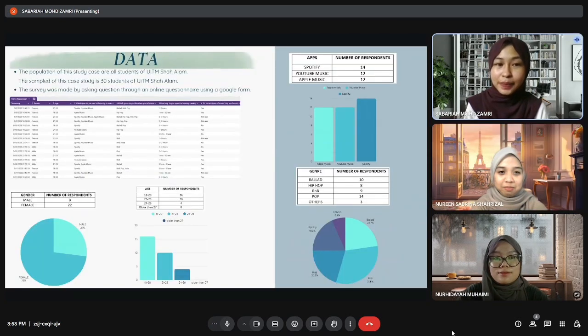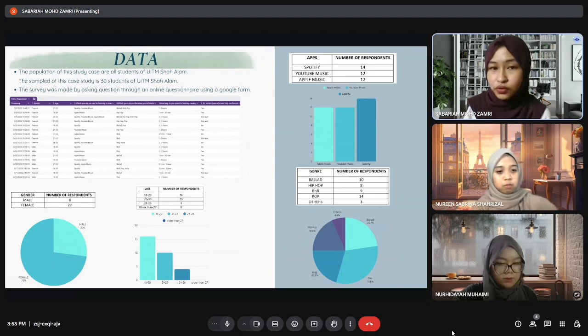Data. The population of this case study is all students of UiTM Shah Alam, and the sample of this case study is 30 students of UiTM Shah Alam. The survey was made by asking questions through an online questionnaire using a Google Form. This is our data source, from our Google Form, that a sample of 30 students of UiTM Shah Alam answered.